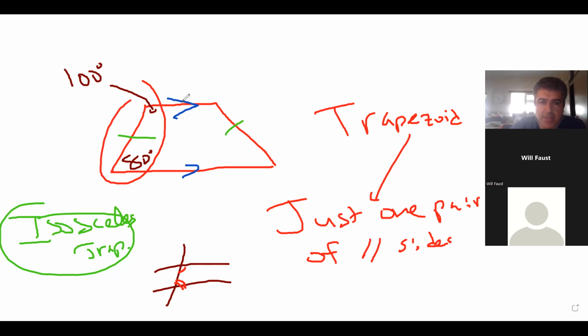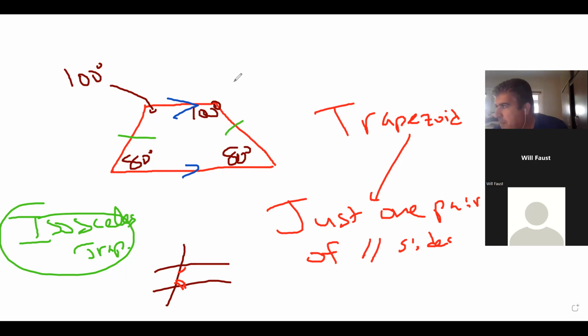And if it's an isosceles trapezoid, then this would also be 80, and this would be 100. So that's what's going on with the trapezoid. It's just one pair of parallel sides. That's it. Okay, give you guys a chance to copy that.